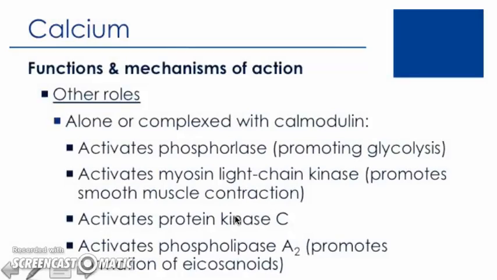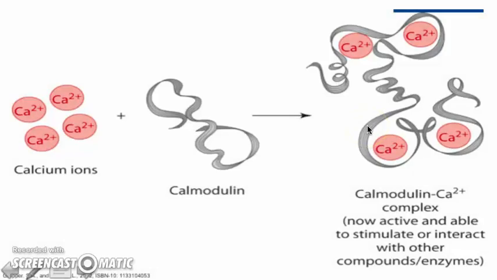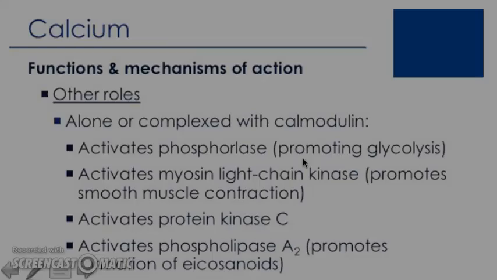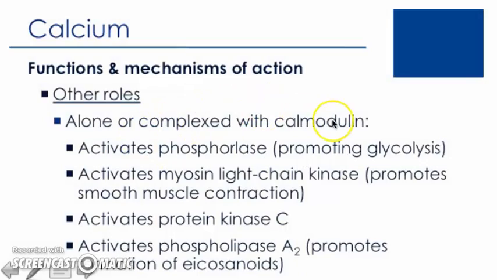We see some additional roles of calcium. Here's a list of additional roles of calcium, on its own or complexed with a protein called calmodulin. Calmodulin is a structure that binds 4 calcium ions, forming this calcium calmodulin complex, which has its own unique roles. We'll see a list of them here.